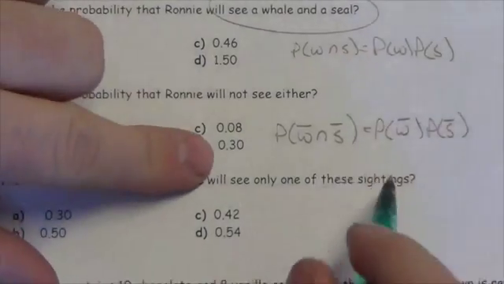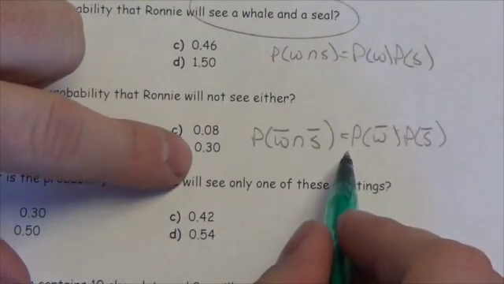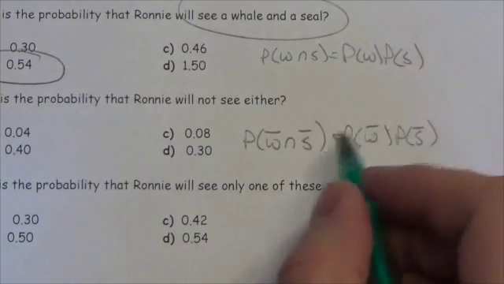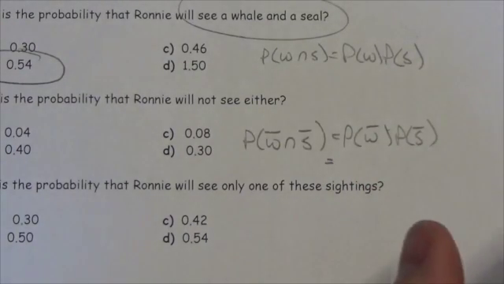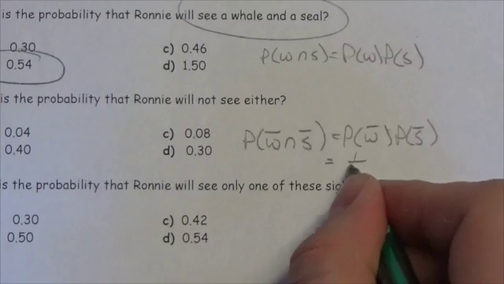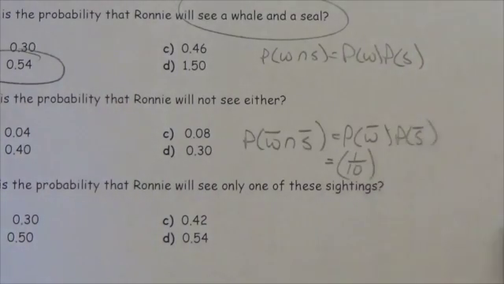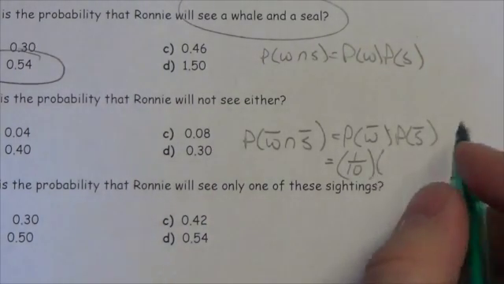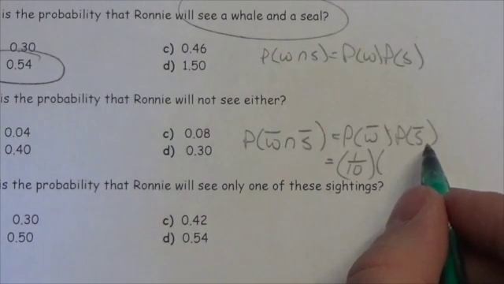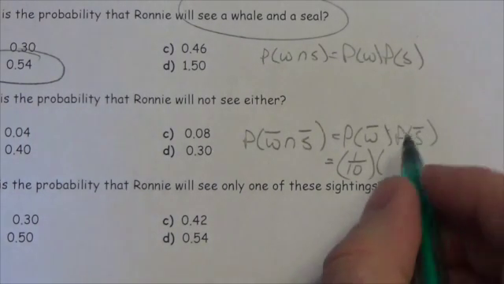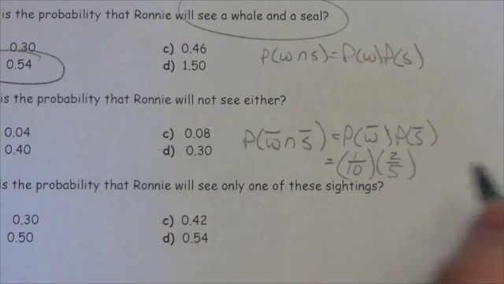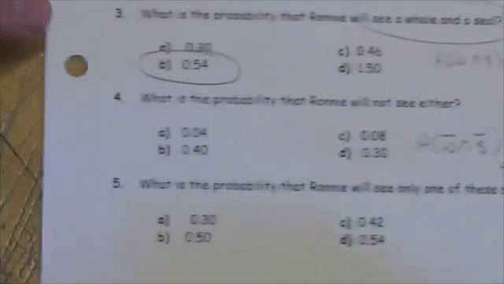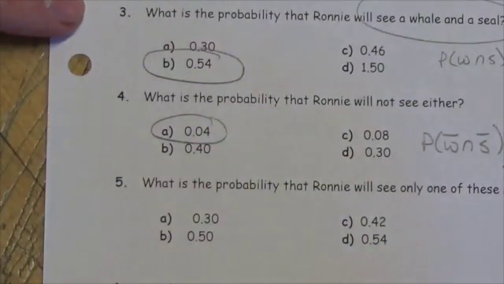So that means I'm just going to multiply the 2 probabilities, the probability of not seeing a whale by the probability of not seeing a seal. Now, the probability of seeing a whale was 9/10, so the probability of not seeing a whale would be 1/10. It'll be its complement. The probability of seeing a seal is 3/5, so the probability of not seeing a seal would be 2/5. And when you multiply those together, you're going to get essentially 1 out of 25, and that amounts to 0.04.